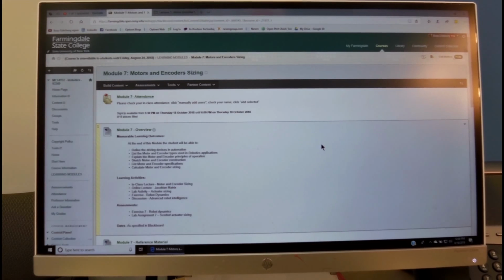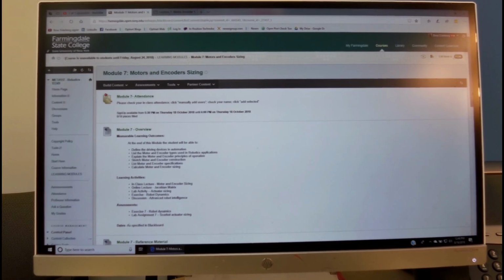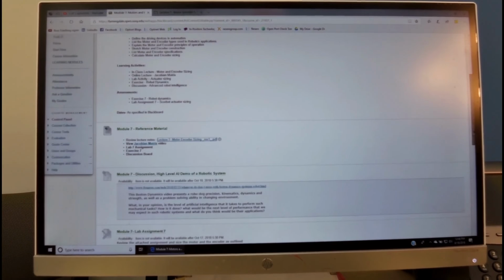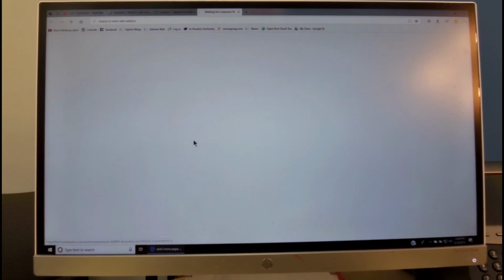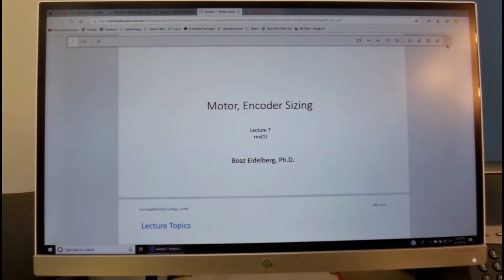Good afternoon. This is Dr. Heidelberg, and this presentation will deal with motor and encoder sizing. We are in Module 7 of the course. We get to the Module 7 reference material, click on PDF motor encoder sizing.